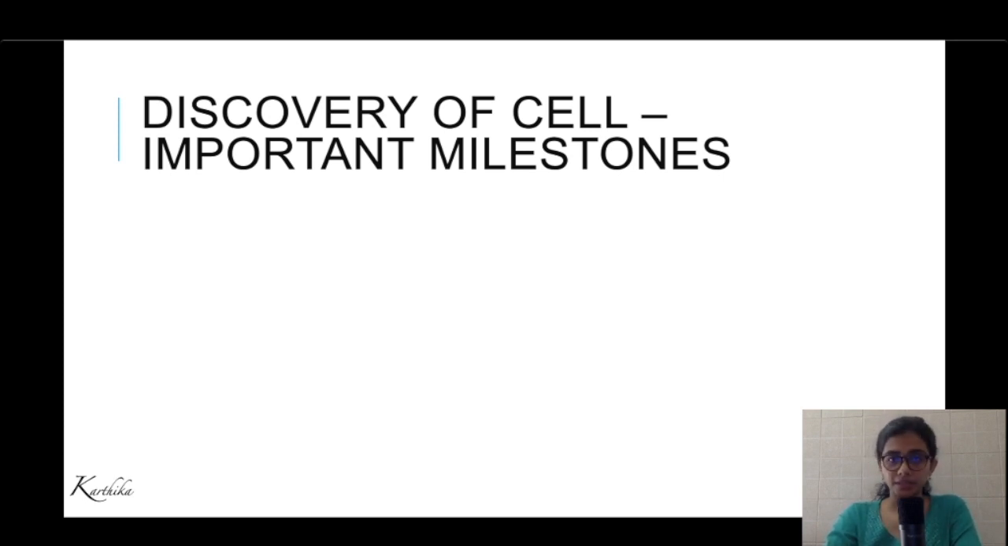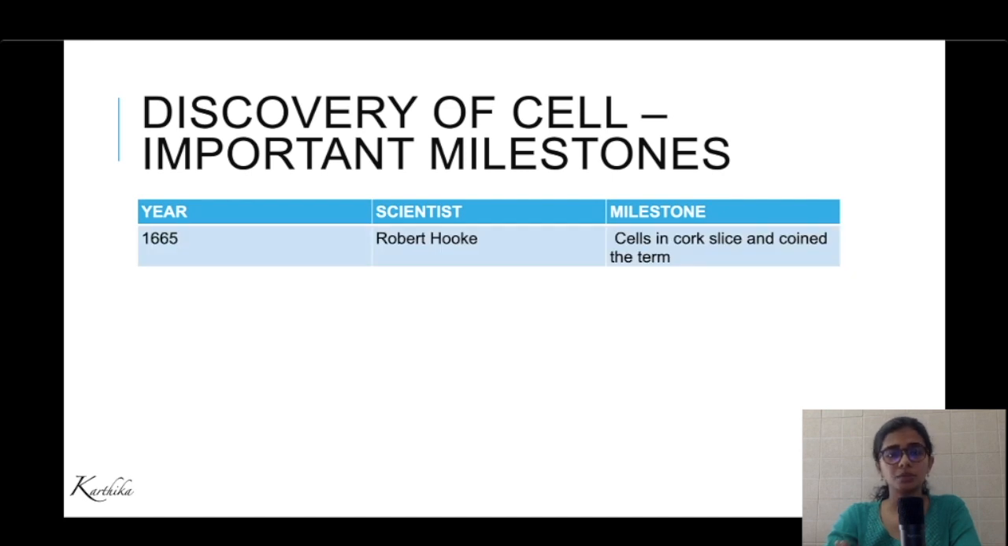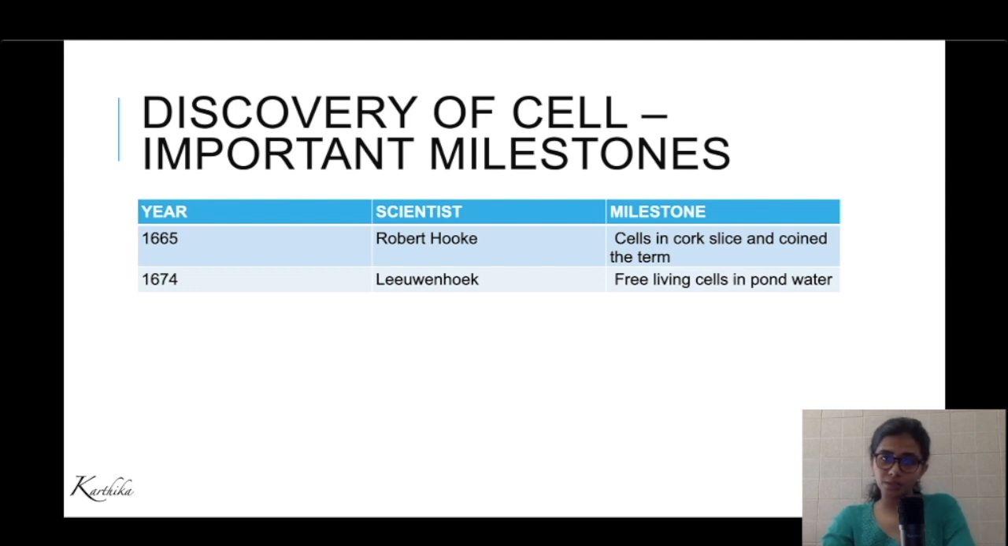Now we look at the important milestones in the discovery of the cell. As we already learned, in 1665, Robert Hooke coined the term cells after he observed them under the microscope. Now, in 1674, another scientist, Leeuwenhoek, discovered freely living cells in pond water. We saw that in a tiny piece of an onion peel, there are so many cells, but he observed single cells living freely in pond water. That means some cells can live on their own.